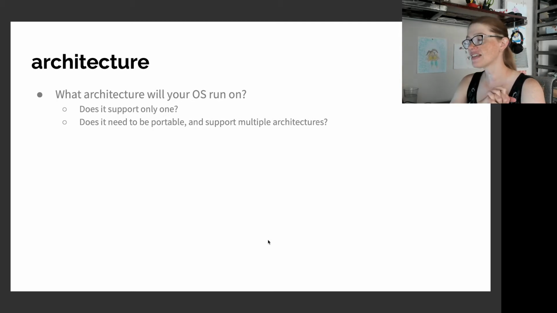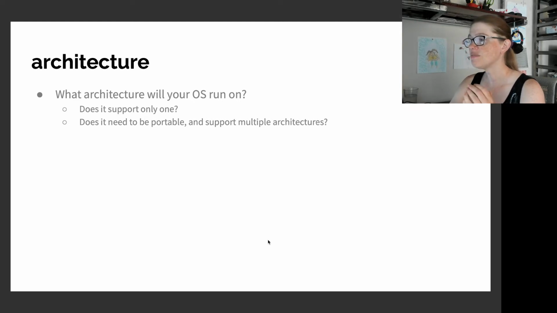And then we have to ask, well, do we want it to support just a single architecture, or do we want the operating system to be fairly portable in that we can actually easily move it from one architecture to another? And there are different ways that you can actually implement portability. Portability could be something like it's very easy to recompile for a different architecture.